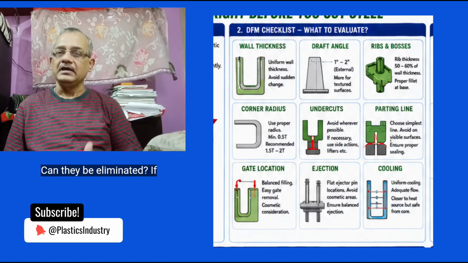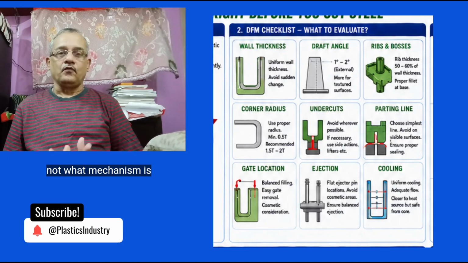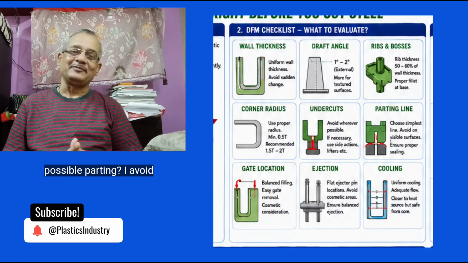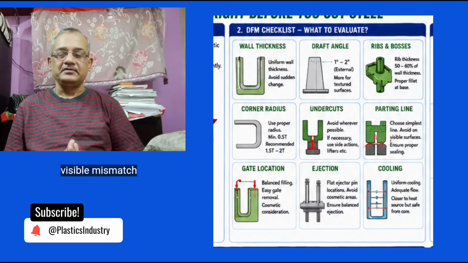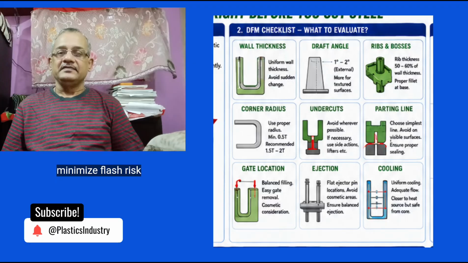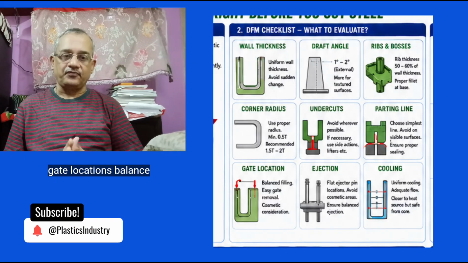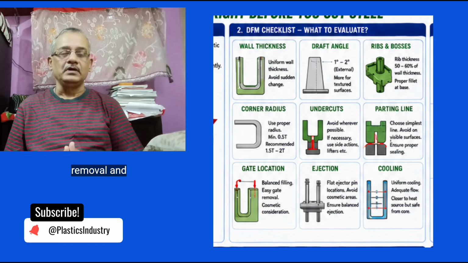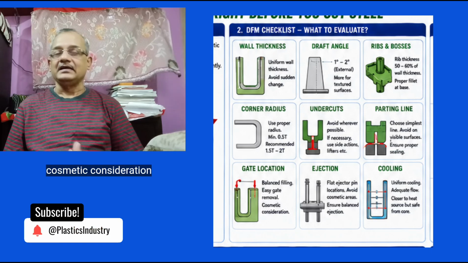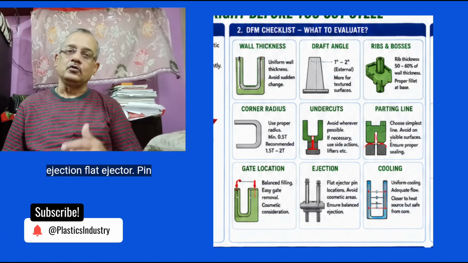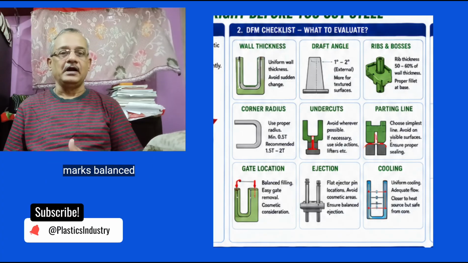Undercuts: can they be eliminated? If not, what mechanism is required? Parting line: simplest possible parting line. Avoid visible mismatch. Minimize flash risk. Gate locations: balanced filling, easy gate removal and cosmetic consideration. Ejection: flat ejector pin locations. Avoid visible marks. Balanced ejection.